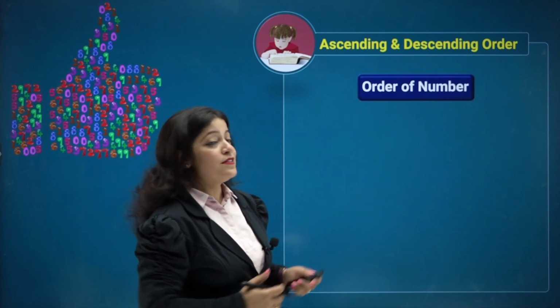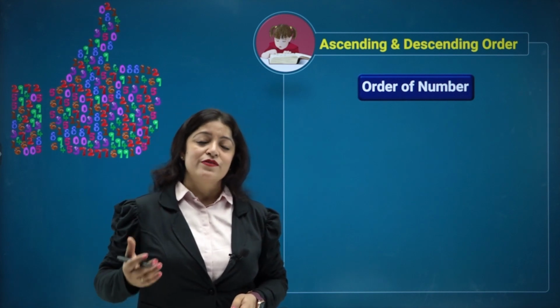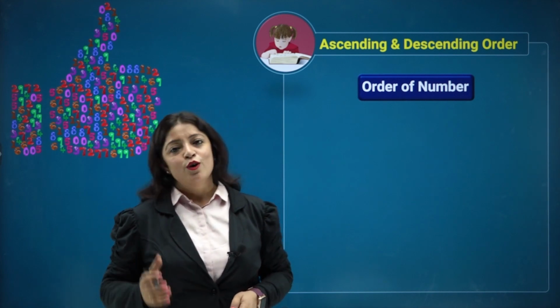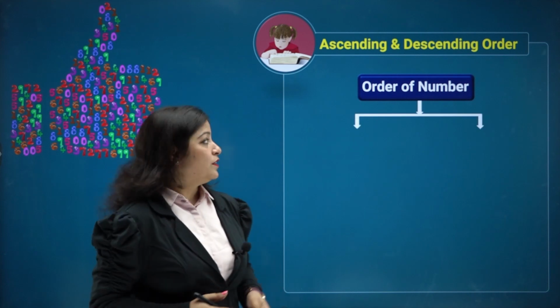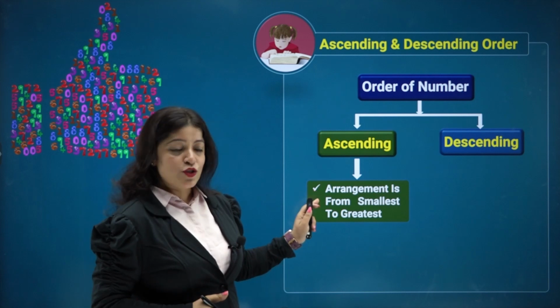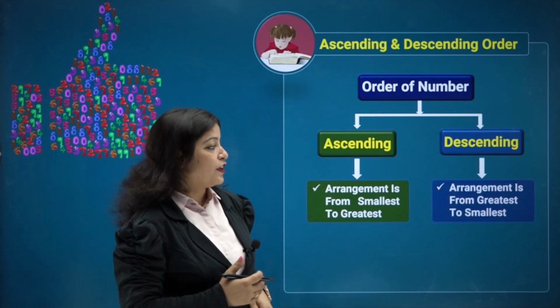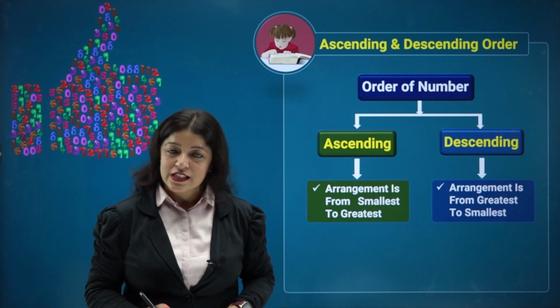Now to put it concisely, we can say order of numbers. Ordering of numbers means writing the numbers either in ascending or in descending order. So here we can use two different ways, ascending or descending. In ascending, the arrangement of the numbers is from smallest to greatest, and in descending, the arrangement is from greatest to the smallest number.